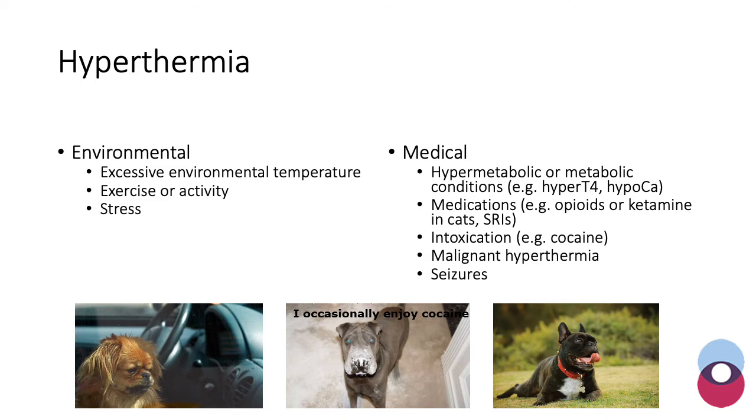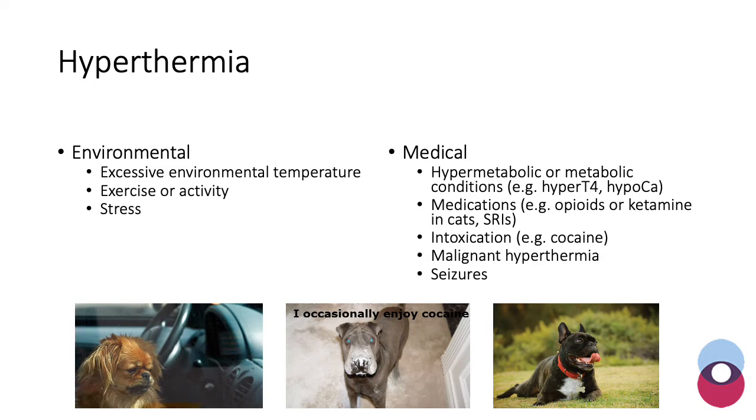You have medical causes as well. That is important to remember if the animal does not have any history of being outside running or exercising, for example. These could be hypermetabolic or metabolic conditions such as hyperthyroidism or hypocalcemia. Hypocalcemia typically causes an increase in muscle fasciculations or even seizures, which then again can cause an increase in temperature.